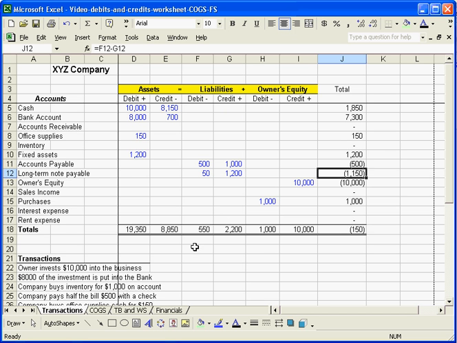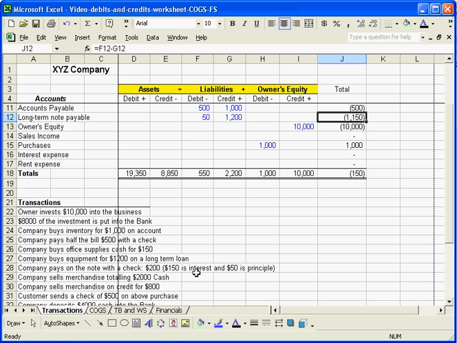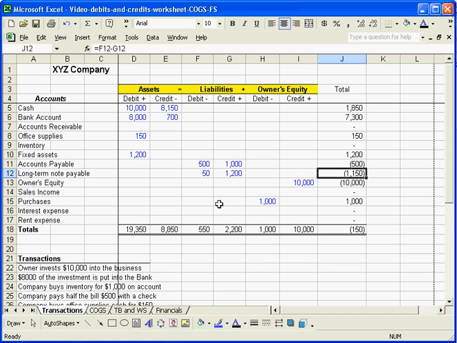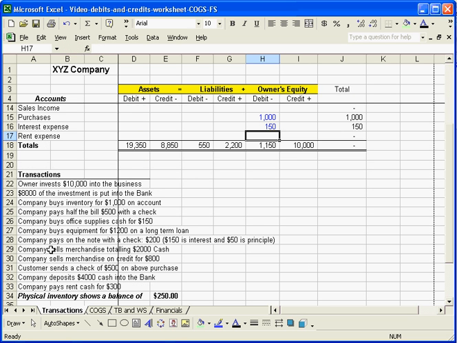Now, where's the other $150 going to go? Well, it says here that $150 is interest. Now, interest is an expense, okay? And so we're coming here to the expense account, interest expense, and we are going to put that in the owner's equity area for $150. Okay, so we're back in business. We're at zero.